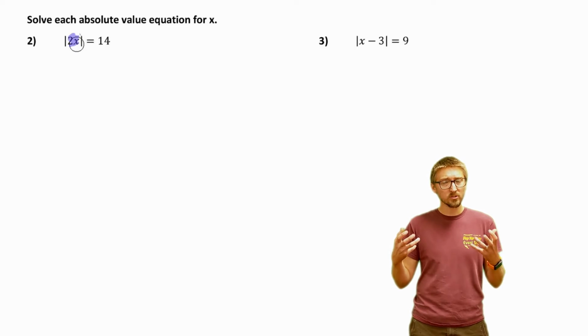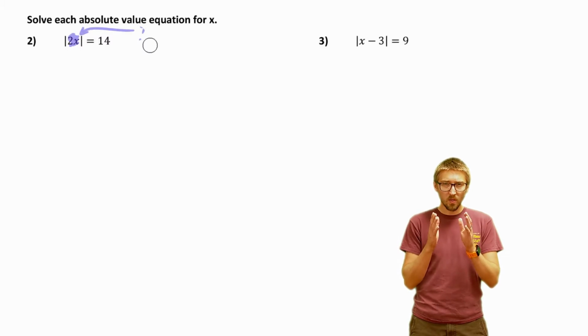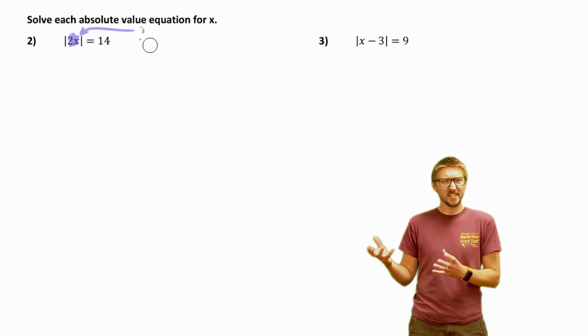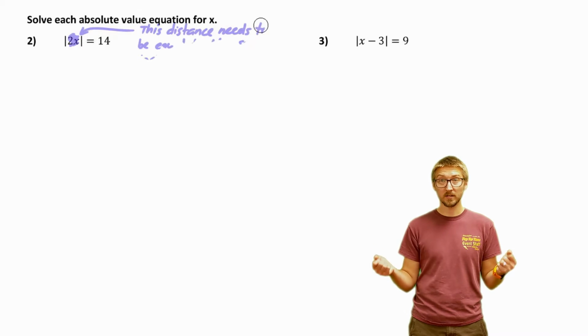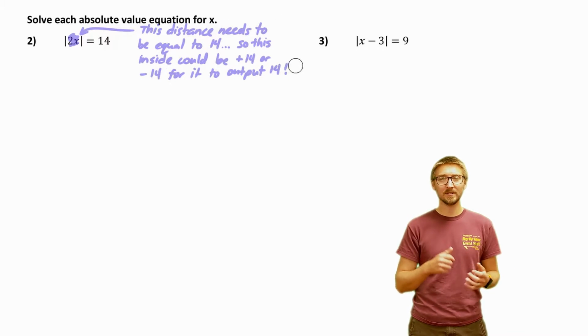Okay, to start, I want you to think about the logic of this statement. And so, the absolute value of something equals 14. Well, what possibilities could I maybe be dealing with in there? And if you said, well, the distance needs to be equal to 14, and so negative 14 and positive 14 are both that far away from 0, you are thinking exactly how we want you to think about these problems.